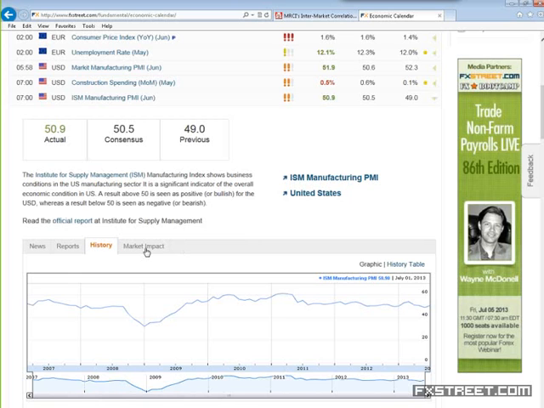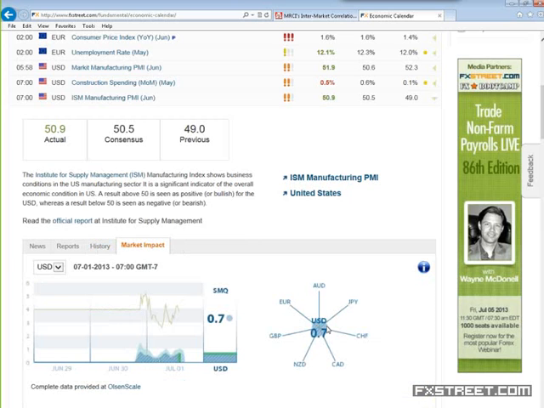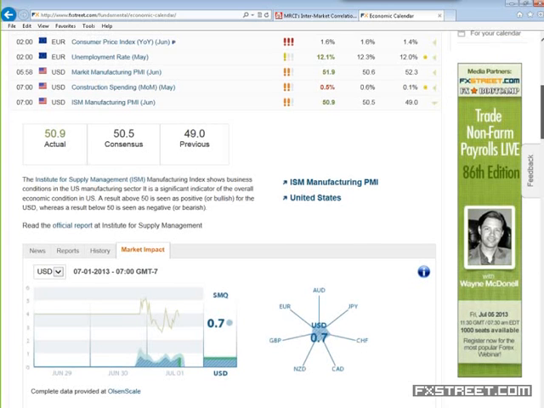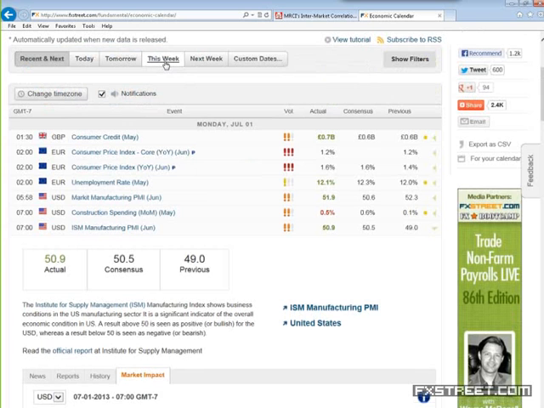And of course, we can click on market impact, and you could see it looks as though we had a little bit of movement towards the Swiss franc when that news came out. So it's not really showing a whole lot of activity, but then again, it's not something that we would expect a major impact. So speaking of the major impact and how to trade those, one of the ones that I look for is actually coming out this week.